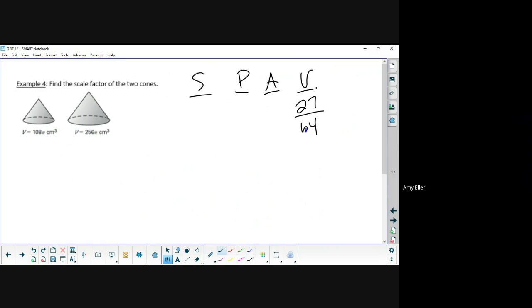Let me start with those of you that have a graphing calculator. Hit math. Your fourth choice down is the cube root. Hit that. Cube root of 27, you should get 3. Do it again to find the cube root of 64.